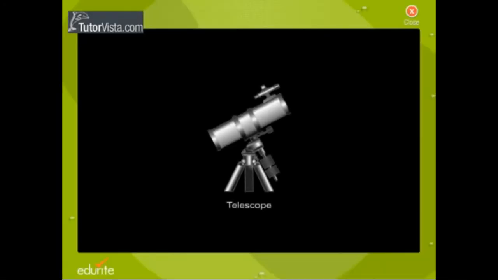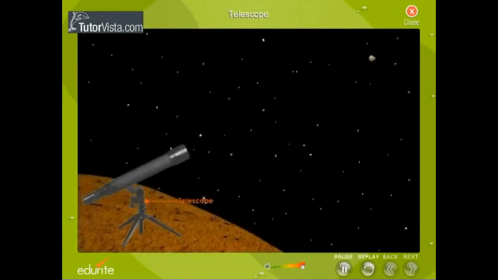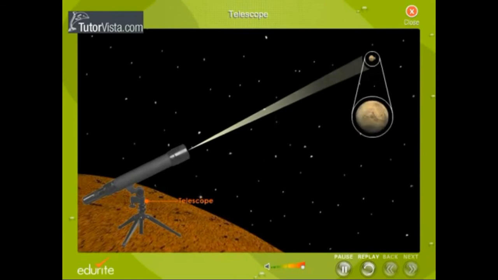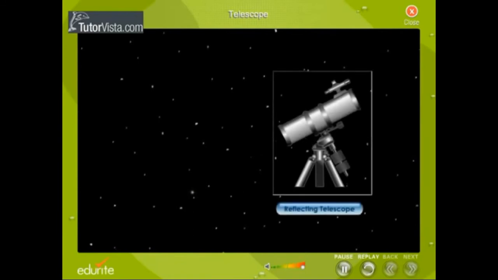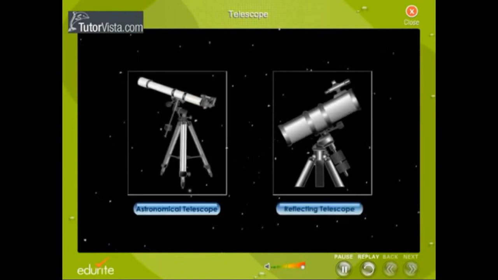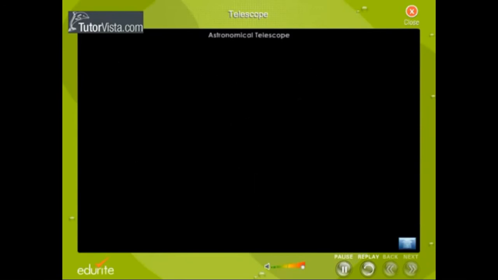Telescope. A telescope is an optical instrument used for viewing distant objects. Telescopes are of two types, namely, reflecting telescope and astronomical telescope. Click on the links provided.